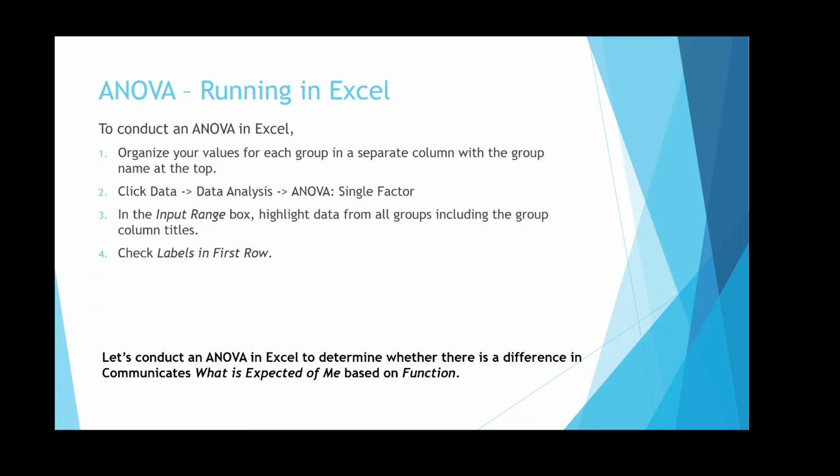Okay, so how do you do an ANOVA in Excel? Now, let me tell you, the most complicated thing about doing an ANOVA is just cleaning the data, preparing the data to be run. So that's what I'm going to spend most of this video doing, is just rearranging our data. And then we'll go through these steps, we'll do an ANOVA, we'll talk about the results. So let's conduct an ANOVA to determine whether there is a difference in the variable communicates what is expected of me based on their function.